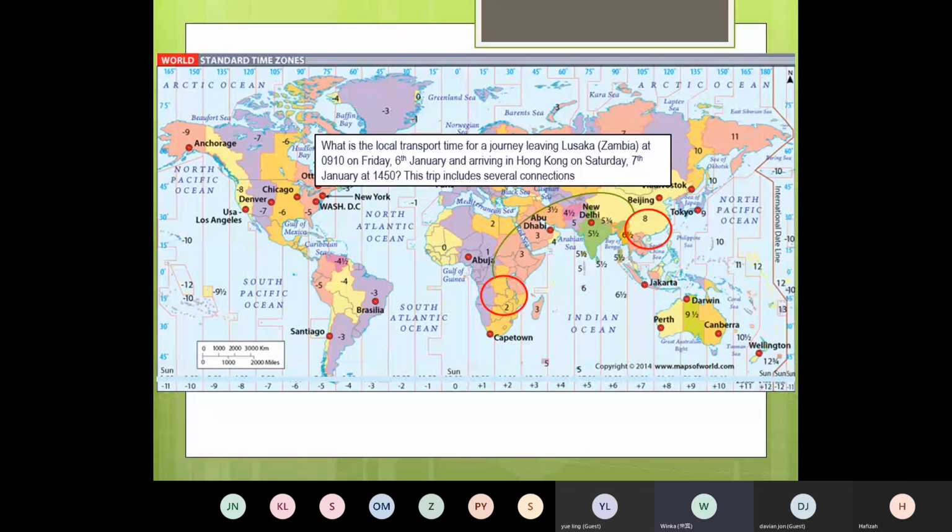Miss, the answer is 23 hours 40 minutes. Correct or not? 23 hours 40 minutes. How did you get that? You stole other people's time, stole other people's answers. Stole other people's time, not that. And then add in 24 hours.